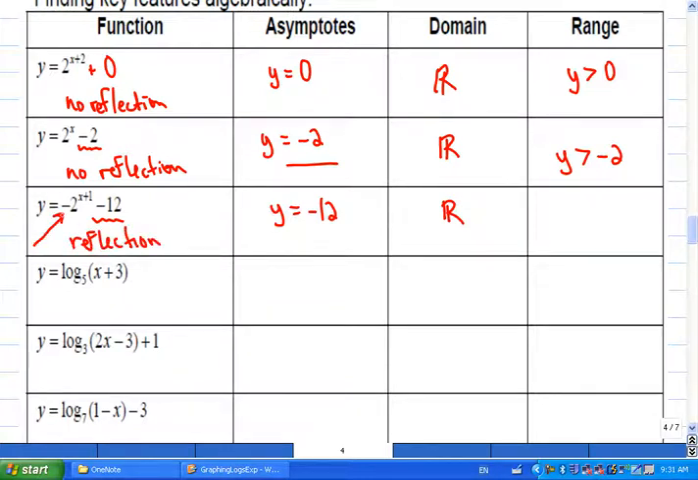So there it is. The negative sign makes this graph flip. It's going to become very, very large as a negative. So it's going to be going below the asymptote. So y would be less than negative 12.